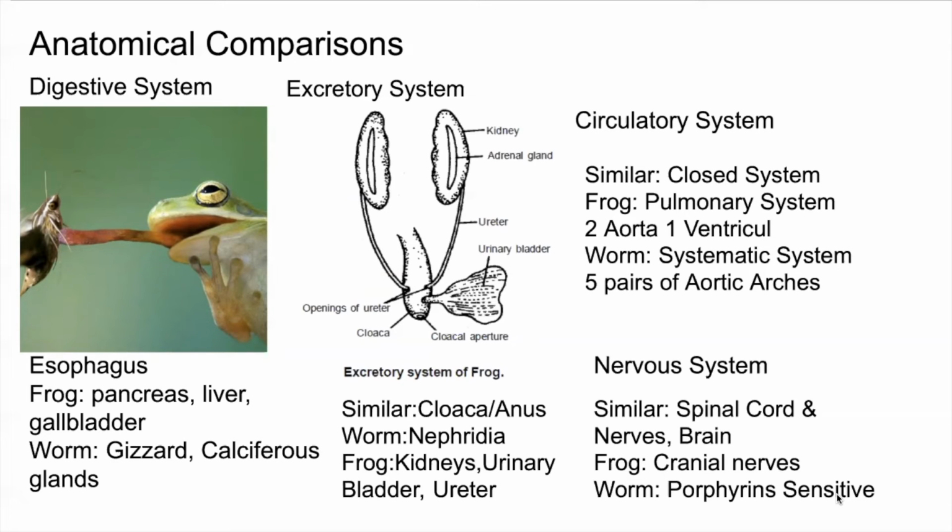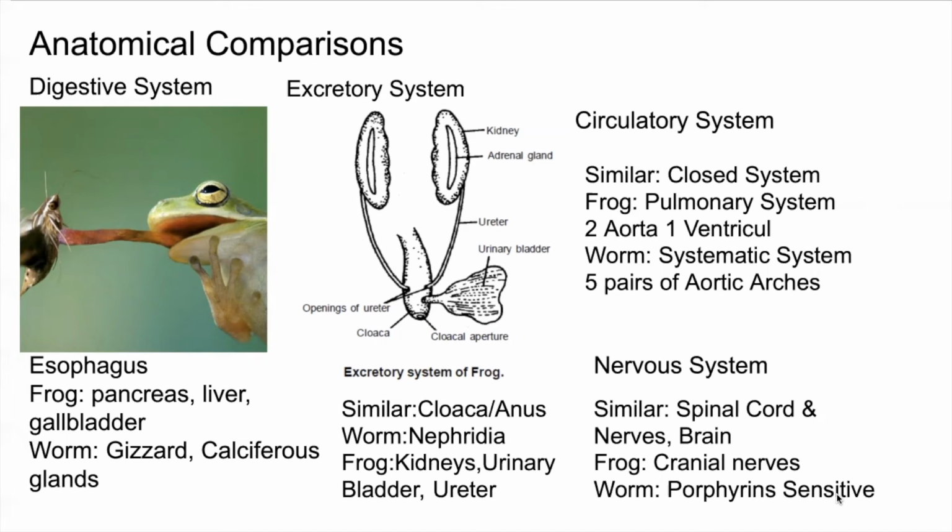The organisms share closed circulatory systems, but each has different structures, such as the presence of lungs within the system and the number of heart chambers they have. The frog has a pulmonary system, meaning it has lungs incorporated into the system, and it also has a heart with two aortas and one ventricle. The worm has a systemic system, meaning it doesn't make use of lungs, and instead of a single heart, the worm has 5 pairs of aortic heart chambers.